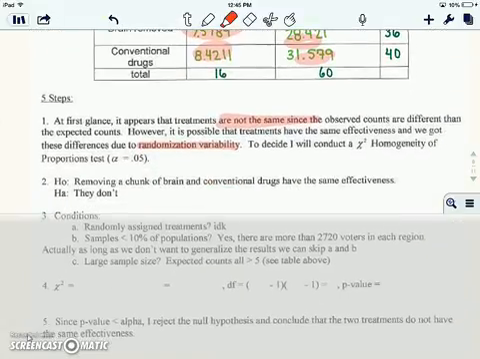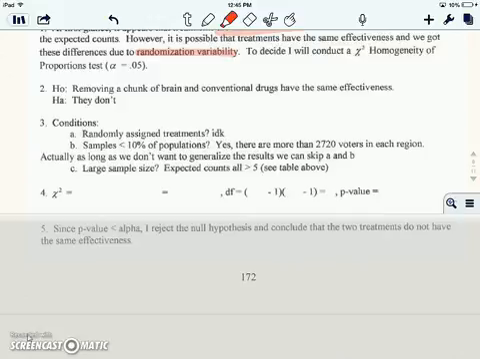And anyway, to decide, I will conduct a chi-squared HOP test with an alpha of 0.05. So my null hypothesis is that removing a chunk of brain and conventional drugs have the same effectiveness, and the alternate hypothesis is that they don't. I really like this example because it makes clear the difference between the homogeneity of proportions test and the independence test. Remember, the independence test was what we talked about in class, where it was, does gender affect movie choice? This one really makes it clear, did the drugs have the same effectiveness?